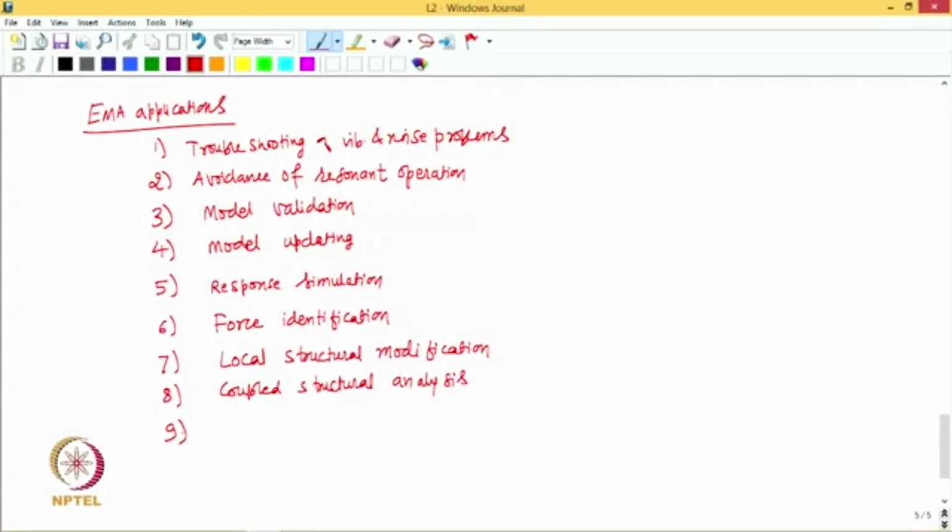Another application is in model development, model development for active control. In active control, some of the methods require a model of the structure, and experimental analysis can be used to derive such a model and then used in the control loop.